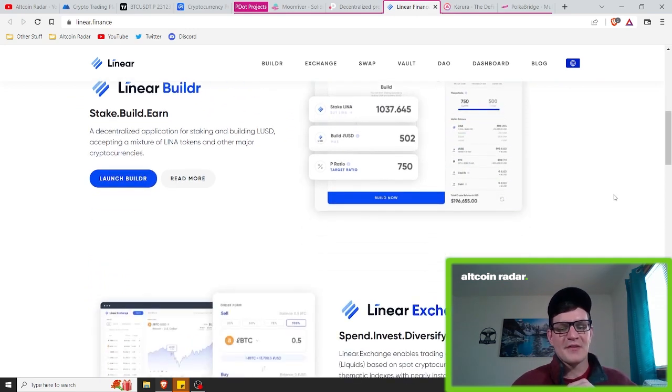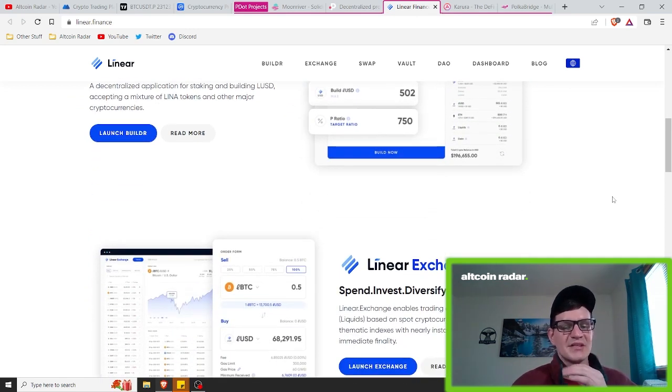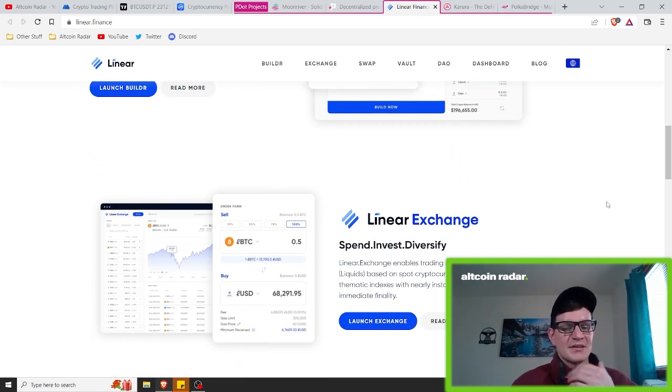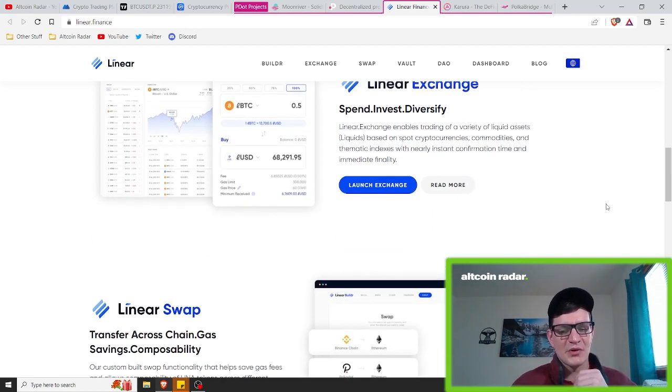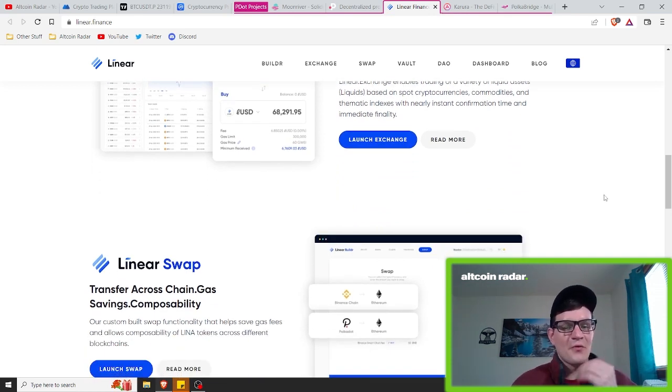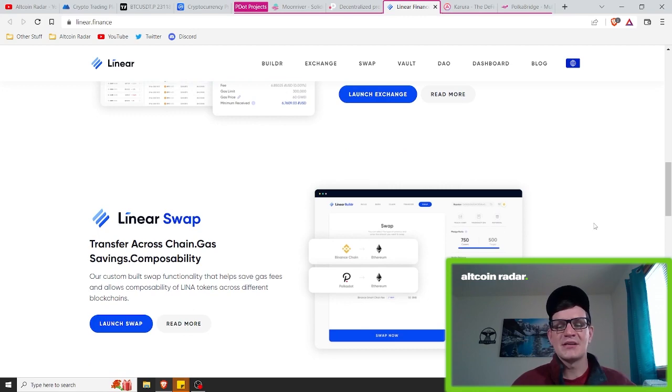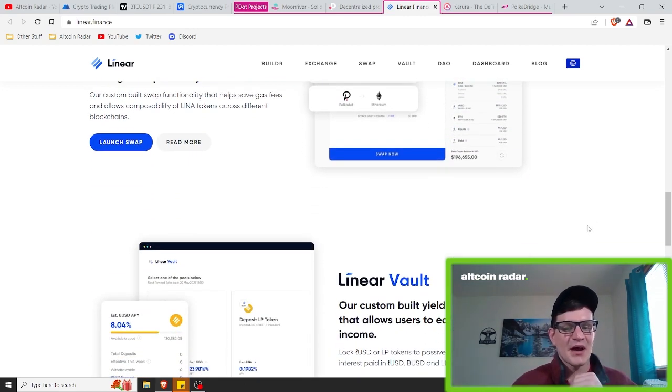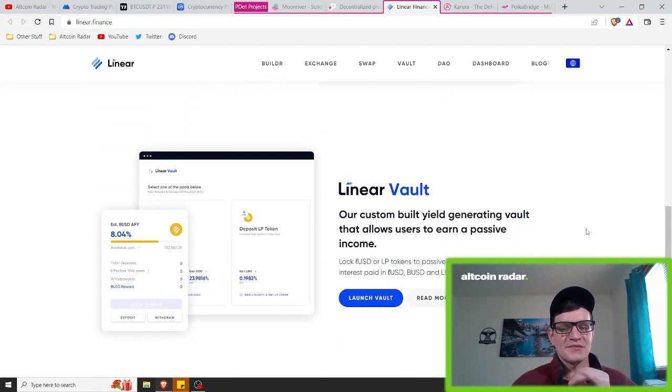What's cool about Linear Finance, though, is that it stands apart from other DeFi platforms simply because it's cross-compatible, non-custodial, and uses a Delta One asset protocol. Its functionality is executed through its four native applications, such as Linear Vault, Linear Swap, Linear Exchange, and Linear Builder as well. Overall, Linear Finance is a cross-chain compatible platform that pushes the DeFi space forward.